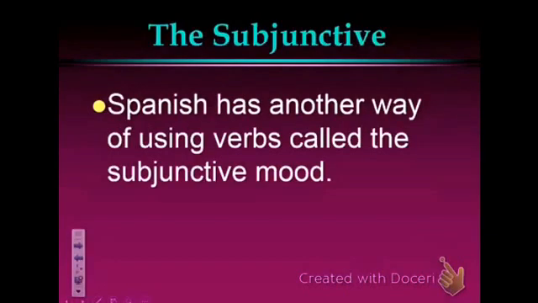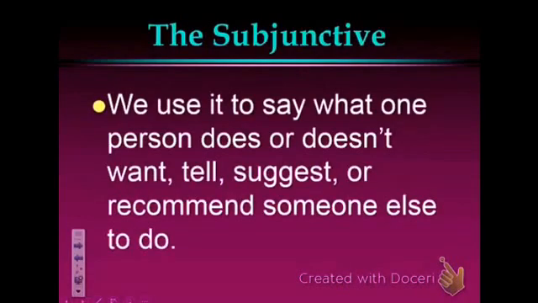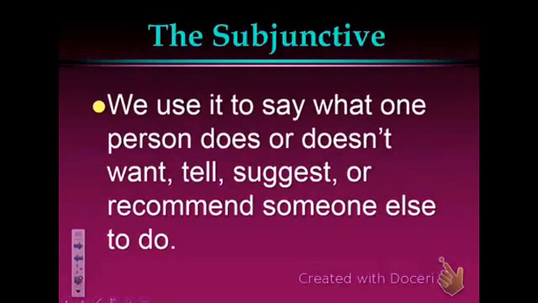But Spanish has another way of using verbs. It's called the subjunctive. And we use it to say what one person does or doesn't want, tell, suggest, or recommend someone else do. Even though we tell them that we don't want them to do it, or tell them not to do it, or suggest it, or even recommend it, that doesn't necessarily mean that they're going to do it. So it interjects an element of doubt.